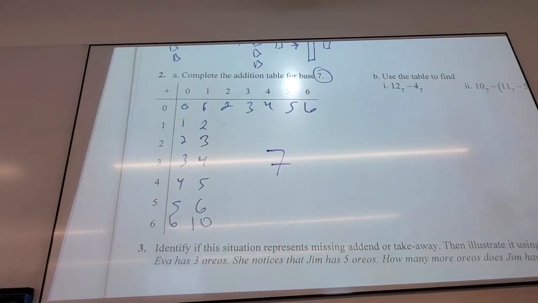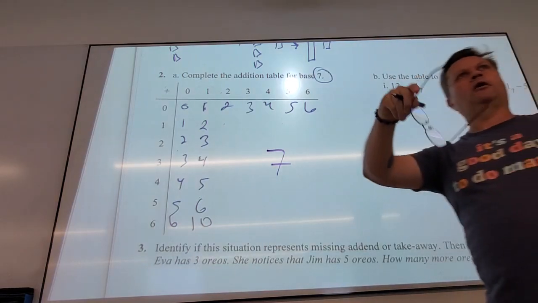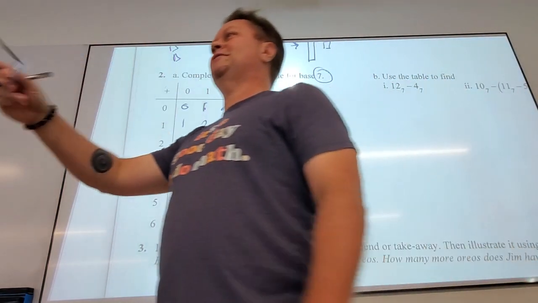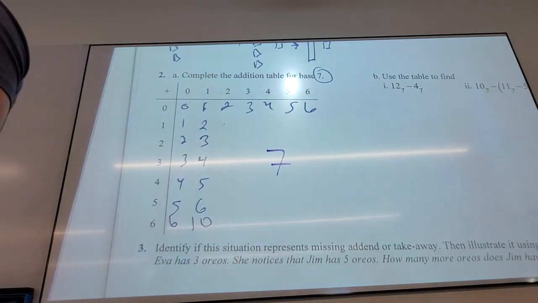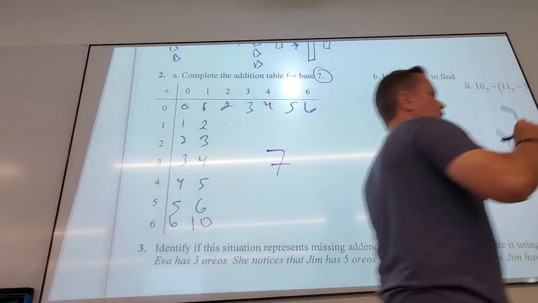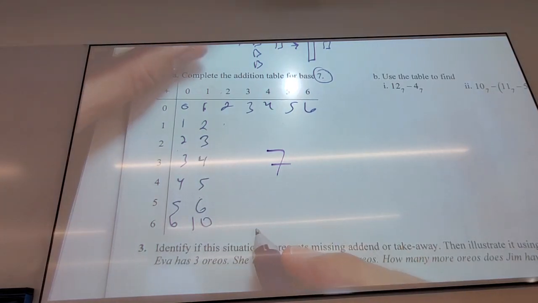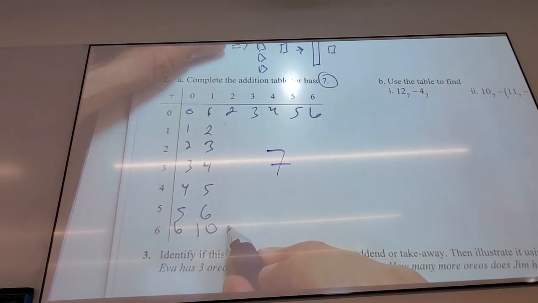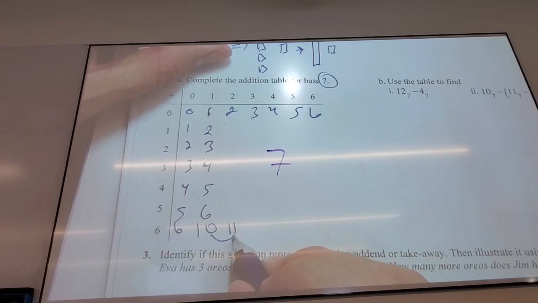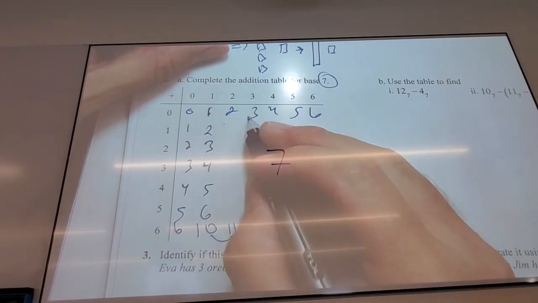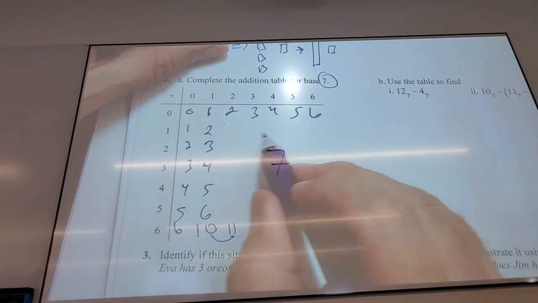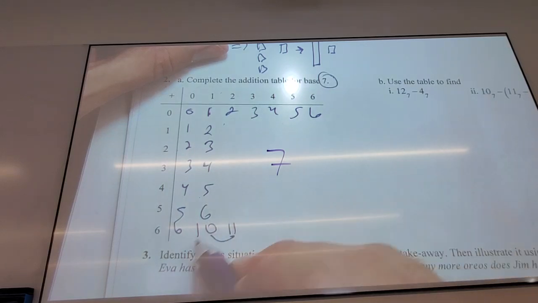In base 10, how do we write 10? 1, 0. In base 7, how do you write 7? 1, 0. Yes? I like it. And the great thing is, what would this be? Yeah, because now I can count on by 1 as they go across. So the nice thing is, I think I looked at all the groups and pretty much everybody had the 10 in the right place.